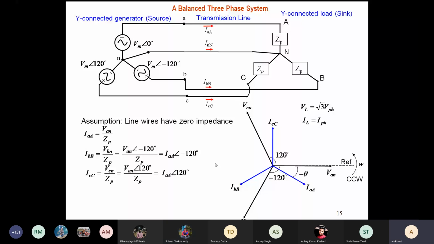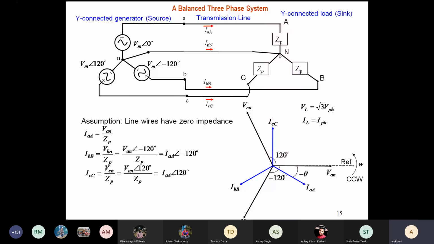So now if you apply, you see this star connected load, all these currents are going in. So you can apply KCL at the node N. If you apply KCL at the node N, what will you get?